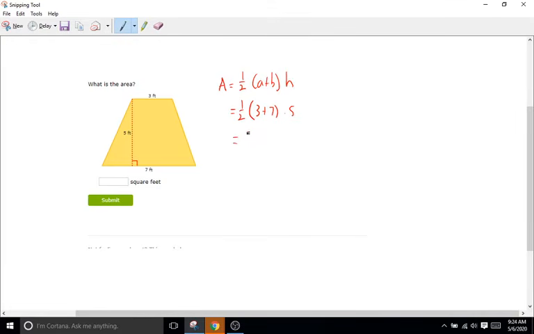Okay, so we'll do 1/2. 3 plus 7 is 10, so times 10, and then times 5. Okay, so 1/2, 10 times 5 is 50. So now we just want half of 50, which is 25. So that's going to be 25 square feet.